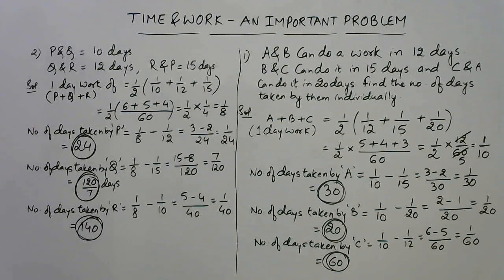So the three answers: 24 days taken by P, 120 by 7 days taken by Q, and 140 days taken by R. So friends, these are the questions you need to master. Sorry, this is 40 days, beg your pardon. This is 1 by 40, so take the reciprocal as 40 days.